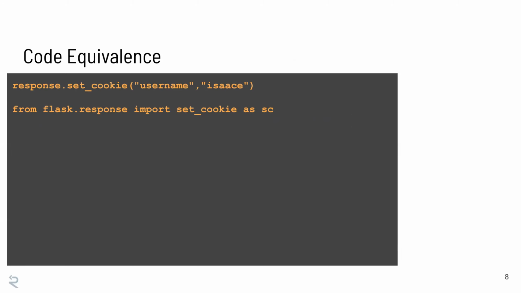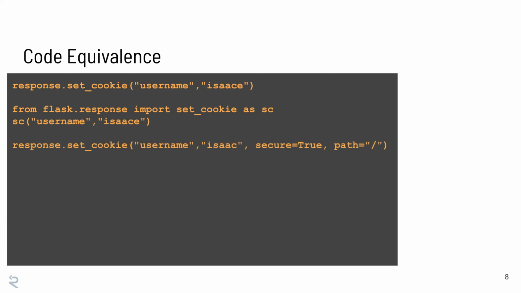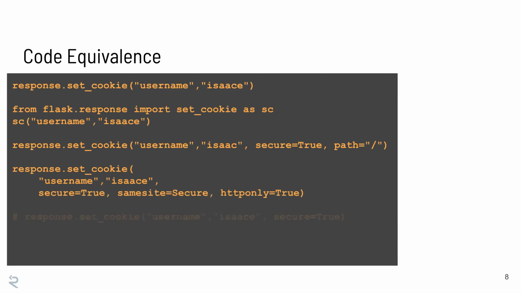Here's another example where I import this set cookie function and then I rename it. So now I'm calling SC with username Isaac E. Our grep example isn't going to catch that. If I have actually specified the secure flag equals true, we should update the grep expression to handle that case, because we wouldn't want to trigger there. If it's running over multiple lines, maybe because I'm using a code formatter, now we have to have our grep expression properly handle multi-lines, which is kind of a pain.